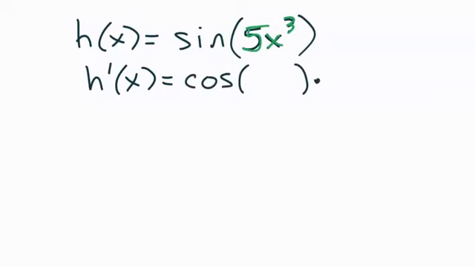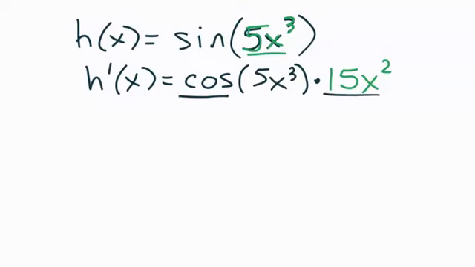And then times the derivative of the inside function. Derivative of 5x to the third is 15x squared. And so we're all done. We got to fill our original inside back in, right? Because we don't touch that when we're doing derivative of the outside. So there's derivative of the outside times derivative of the inside.